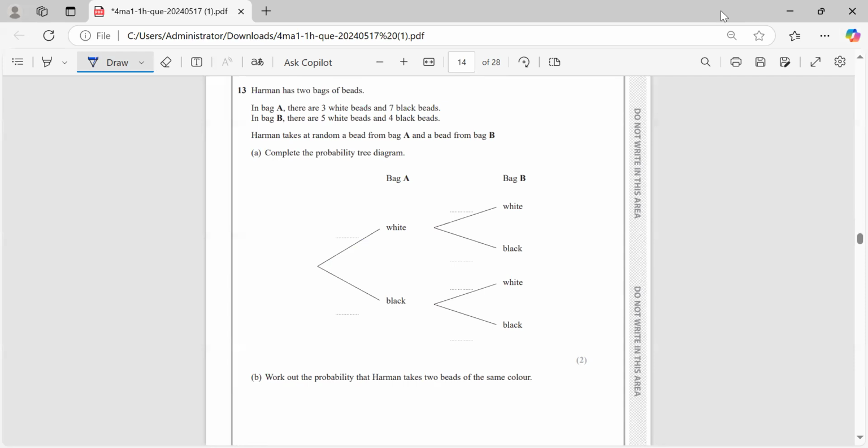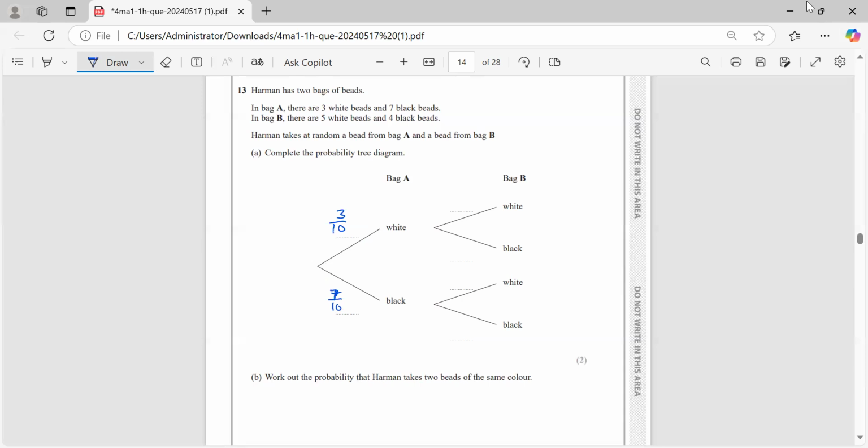So by just looking at the number of beads in bag A and bag B, you can actually see that in bag A, right, which is this first bag over here, you have 3 white beads and 7 black beads. So altogether you have 10 beads, right? So out of the 10 beads, 3 of them are white beads. So you're going to put 3 over 10 here for the white beads. And for the black beads, it's 7 over 10, right?